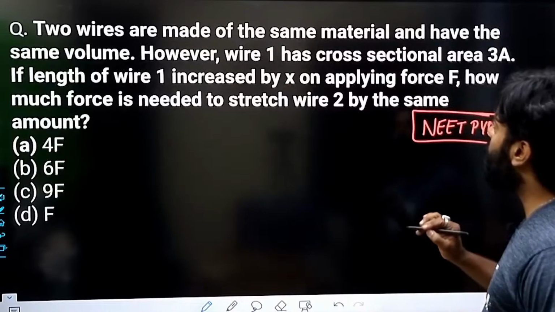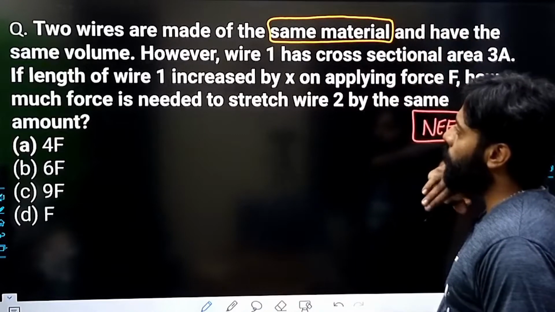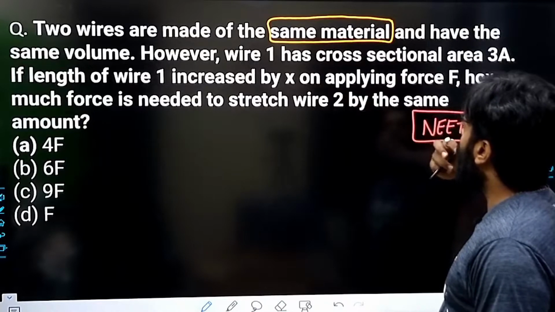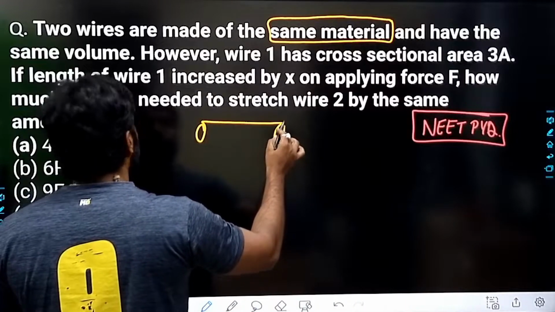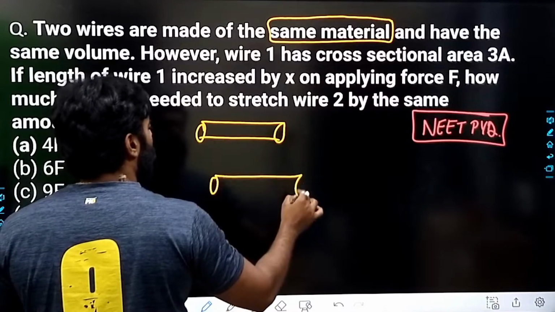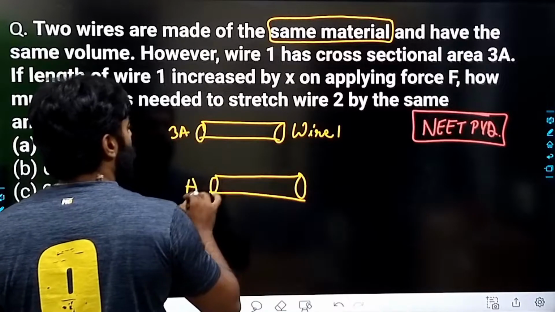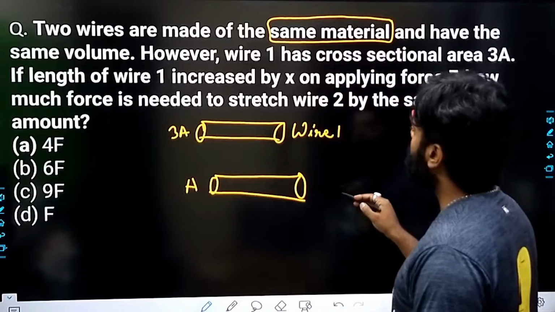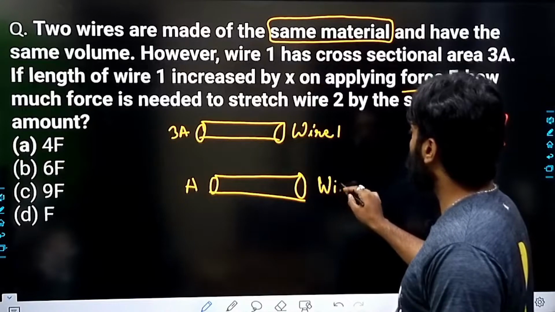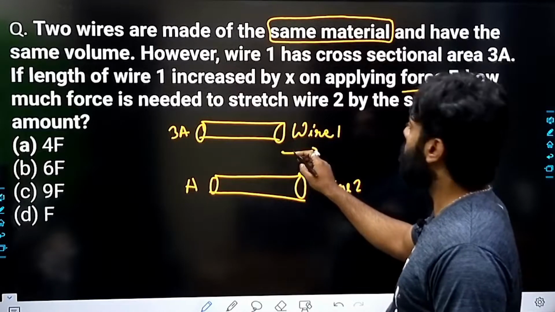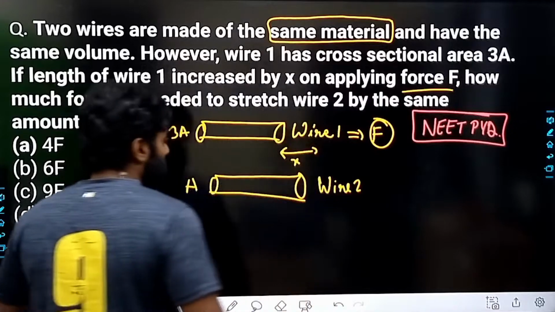It is asking that two wires are made up of the same materials. If we have the same material, then we can say that the Young modulus will be the same, and we have the same volume. However, wire 1 has cross-sectional area 3A. So we have two wires. Wire 1 has 3A area of cross section. This is wire 2. Wire 1 is increased by X on applying force F. How much force is needed to stretch wire 2? Okay, the question is very simple.